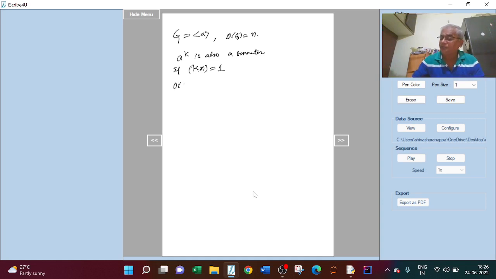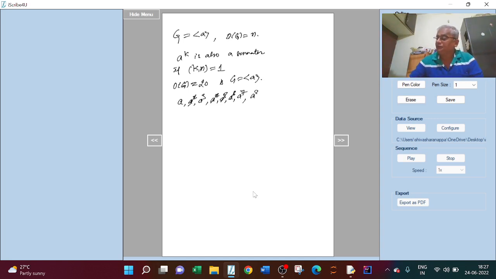Suppose we have the order of G equal to, say, 20, and G is a cyclic group generated by a. Then what are the generators here? a is a generator. Is a squared a generator? No, because 2 is not relatively prime with 20. Is a cubed a generator? Yes, because 3 is relatively prime to 20. a raised to 4 is not a generator. a raised to 5 is not a generator. a raised to 6 is not a generator. a raised to 7 is a generator because 7 is relatively prime to 20.